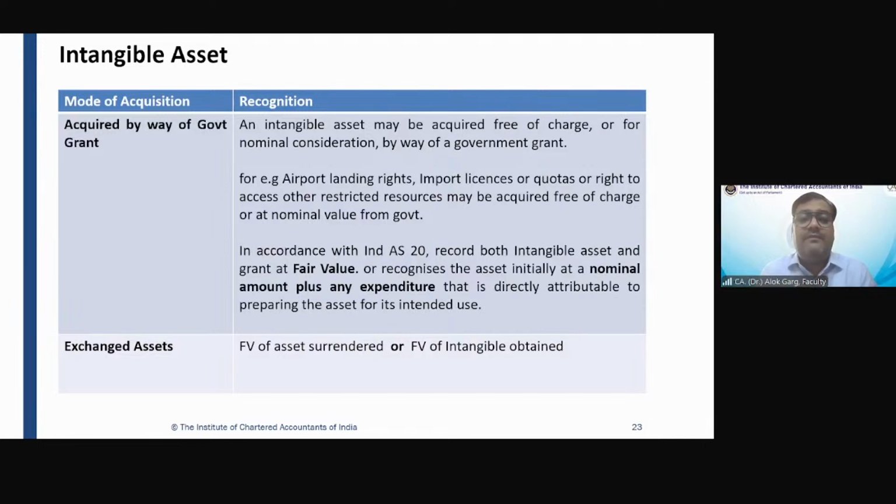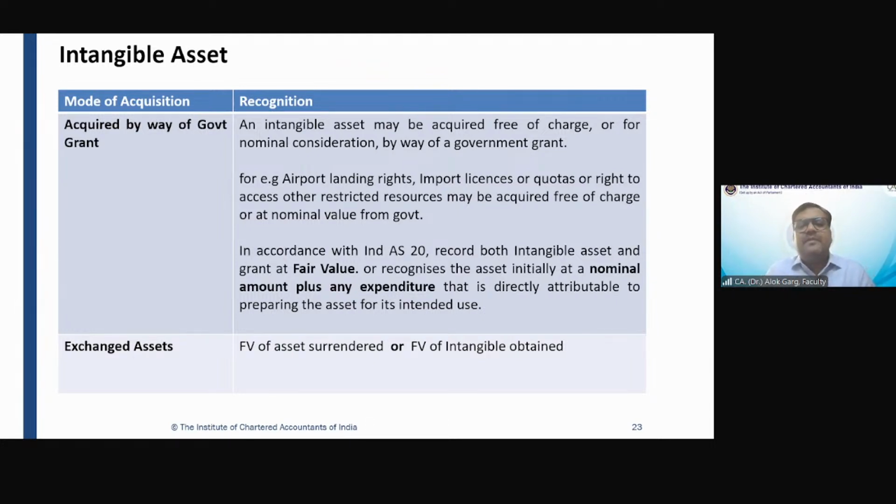Friends, if a government is giving some intangible asset free of cost or at some concessional price, then of course the acquiring entity is getting some future economic benefit. They are getting some intangible asset. So they have to record that intangible asset, right? But the question is, if an intangible asset is received free of cost, then what will be the cost of the intangible asset?